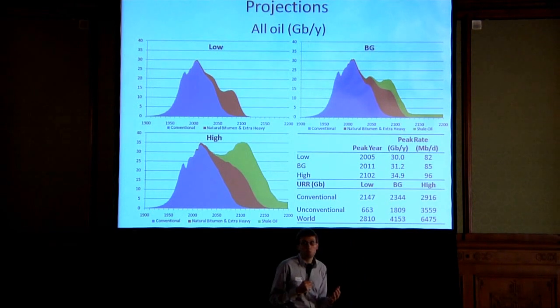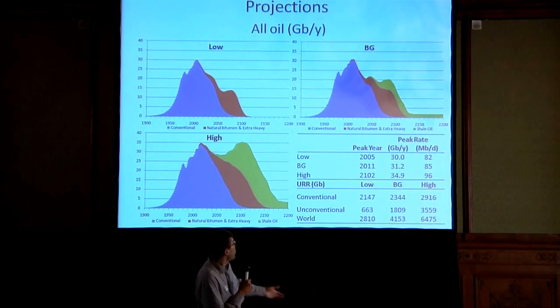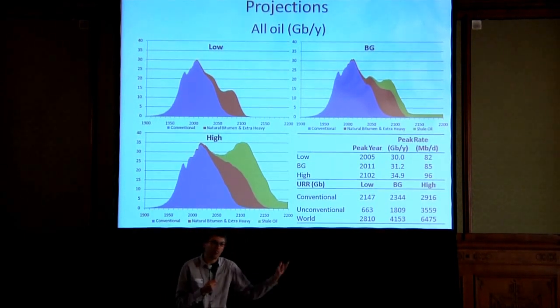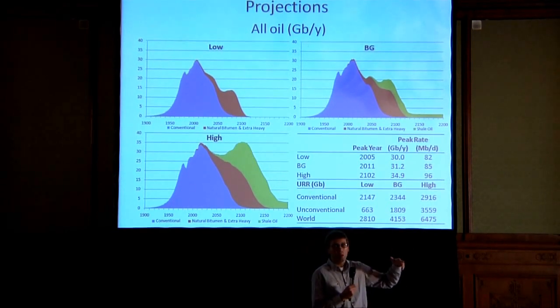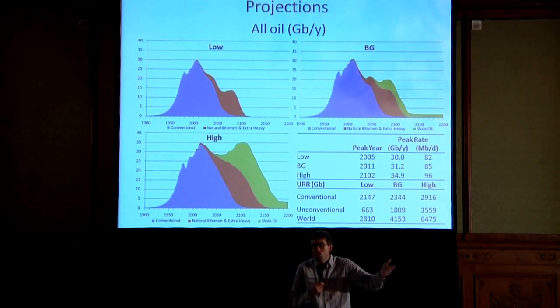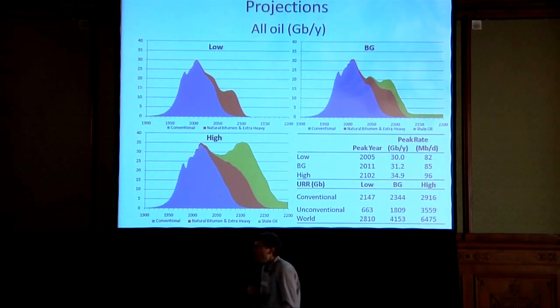In the high case, being very, very optimistic as to the rate at which we can bring unconventionals online, all we get is a very bumpy plateau for the next 100 or so years at about 30-ish gigabarrels per year. It goes down to about 27, goes up to about 35, but generally speaking, it's flat at about 35. Okay, that's being extremely optimistic though.